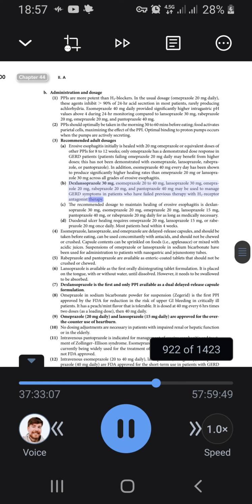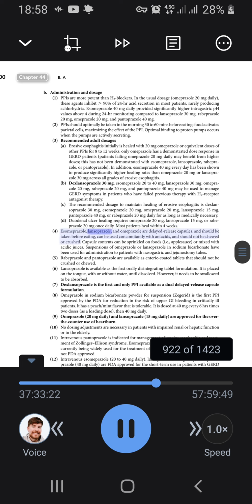therapy. C. The recommended dosage to maintain healing of erosive esophagitis is dexlansoprazole 30 mg, esomeprazole 20 mg, omeprazole 20 mg, lansoprazole 15 mg, pantoprazole 40 mg, or rabeprazole 20 mg daily for as long as medically necessary. D. Duodenal ulcer healing requires omeprazole 20 mg, lansoprazole 15 mg, or rabeprazole 20 mg once daily. Most patients heal within 4 weeks.